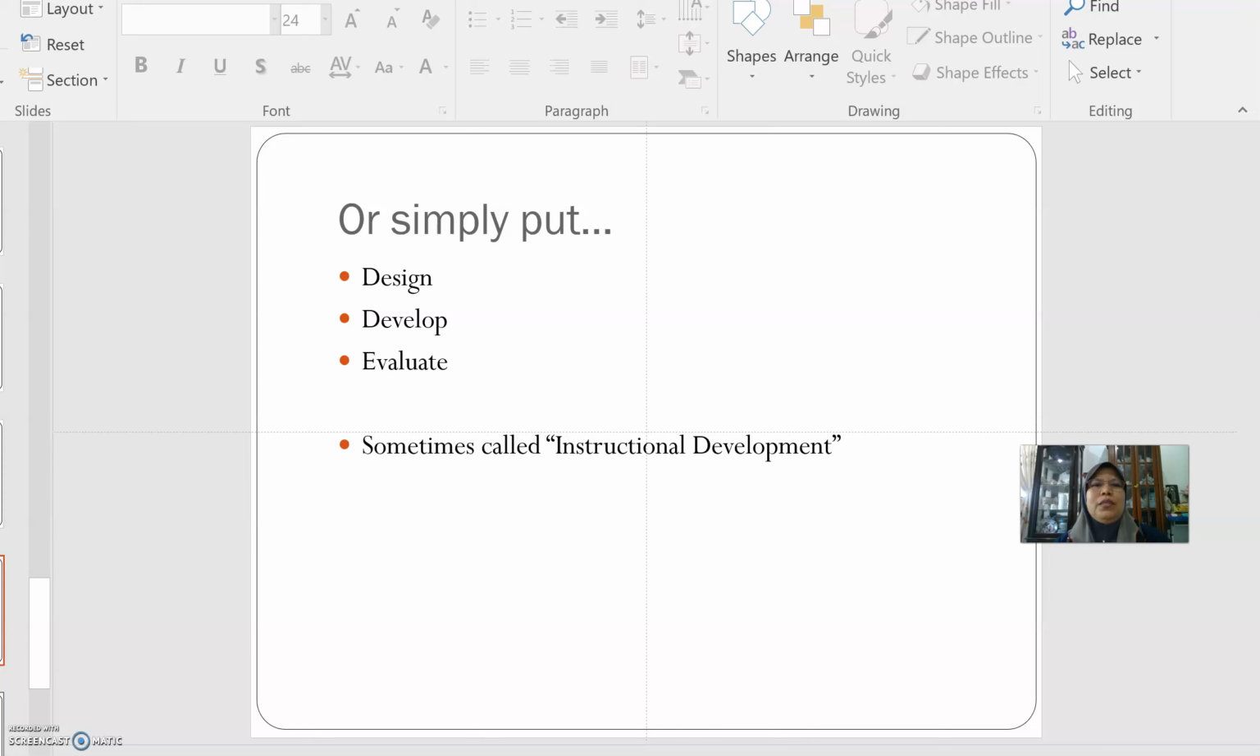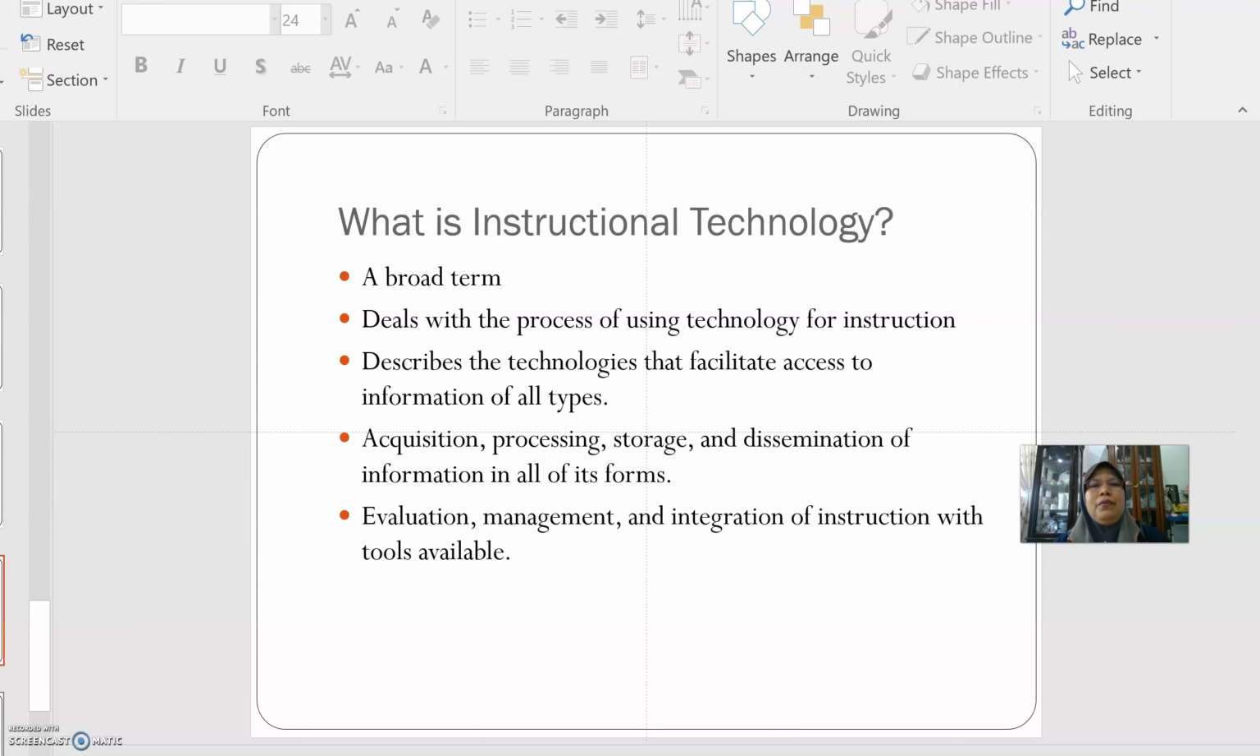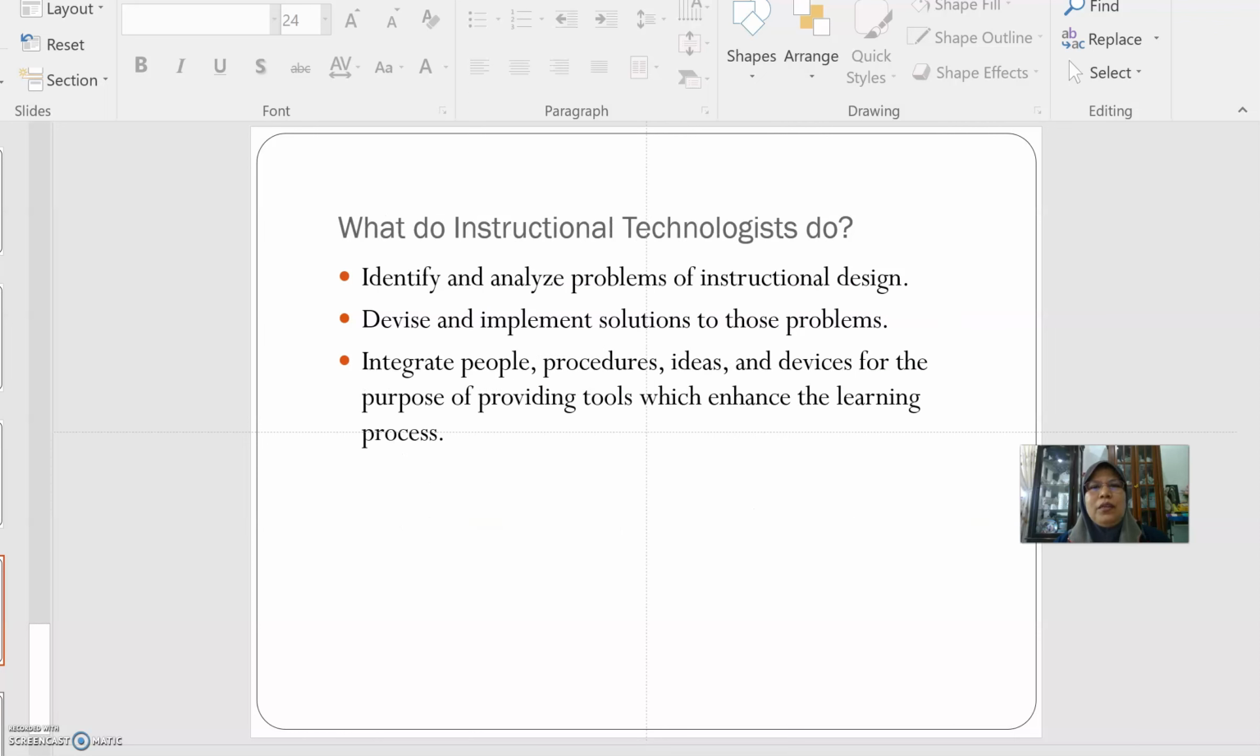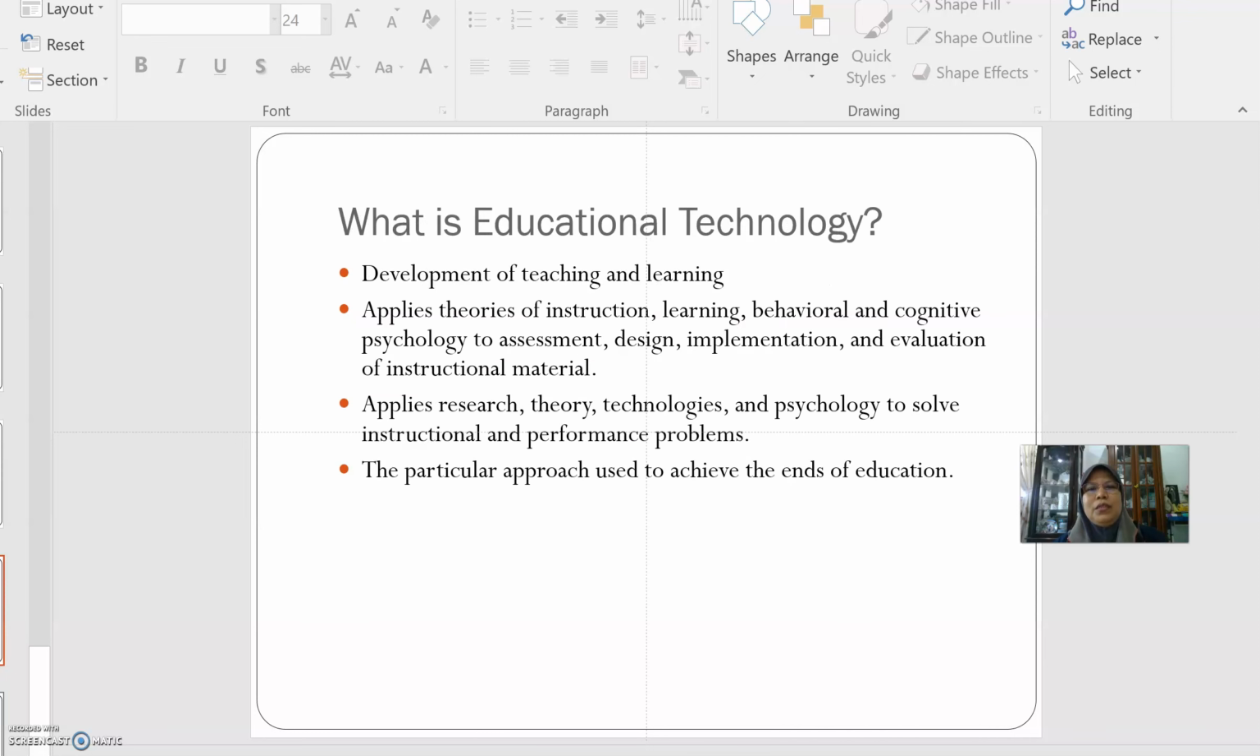Simply put, it is design, develop, evaluate. What is instructional technology, and what does instructional technology actually do? These are some of the things that I need you to understand. What is educational technology? There are a lot of terms in this subject, so don't make yourself confused.